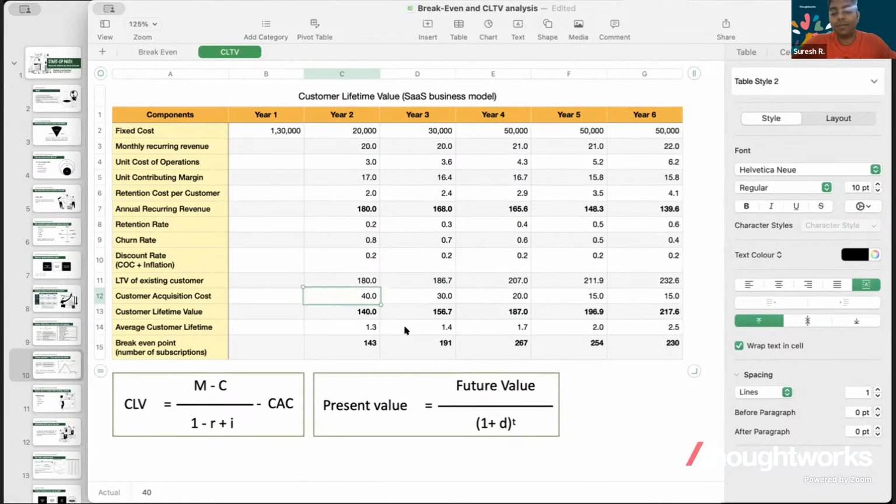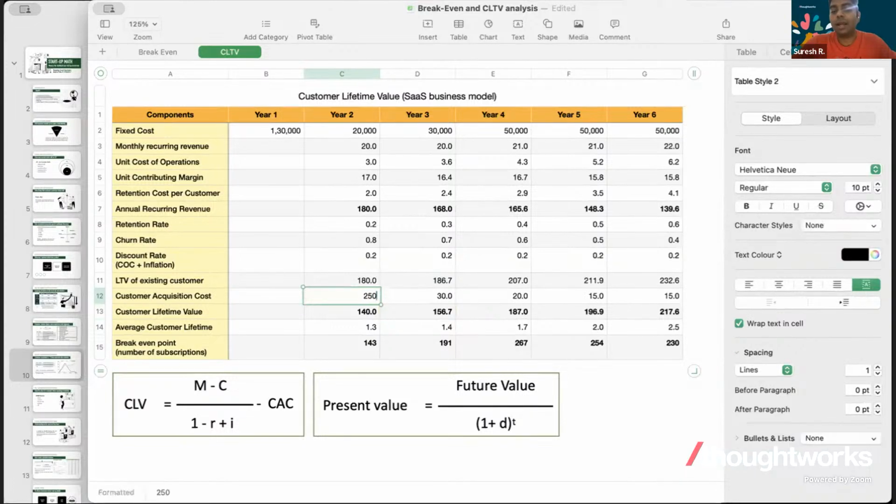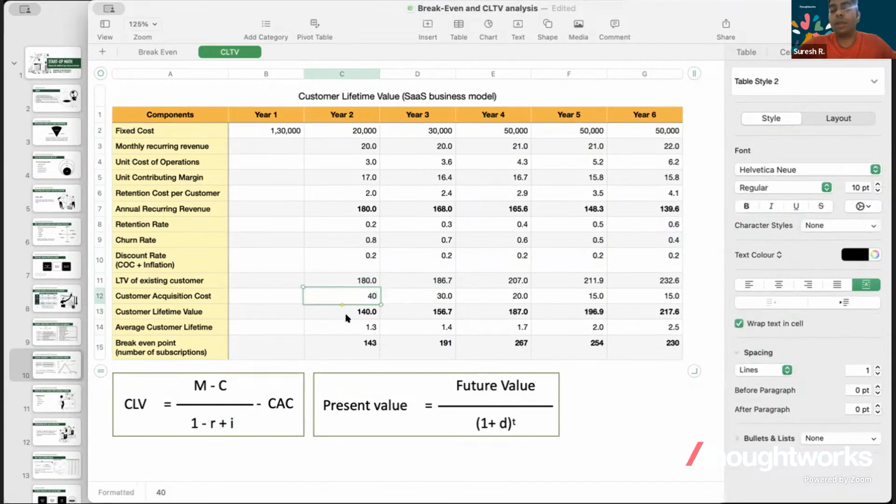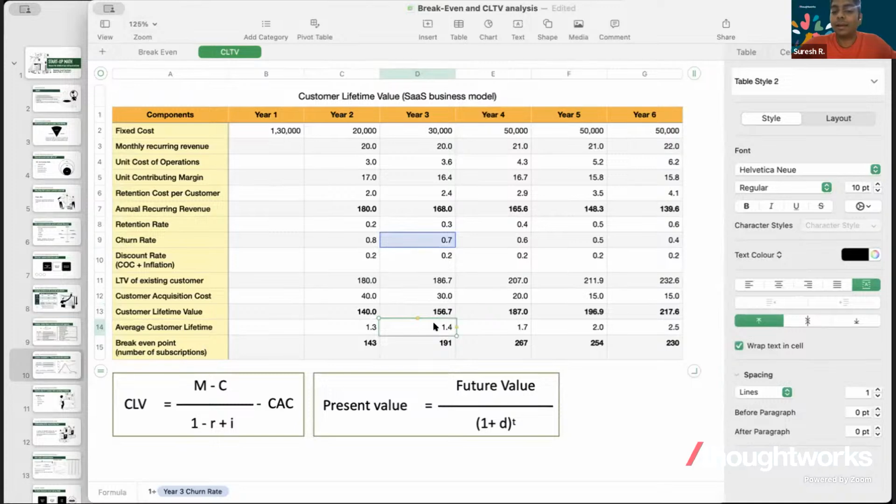So let's say in our previous example, we saw 250 as our acquisition cost. Then my lifetime value goes to negative 70. Right? So the higher your acquisition cost, the lower or more negative your customer lifetime value. And here I'm saying that my average customer lifetime is also increasing because we have an increase in the retention rate of our customers. So our lifetime value is also increasing.